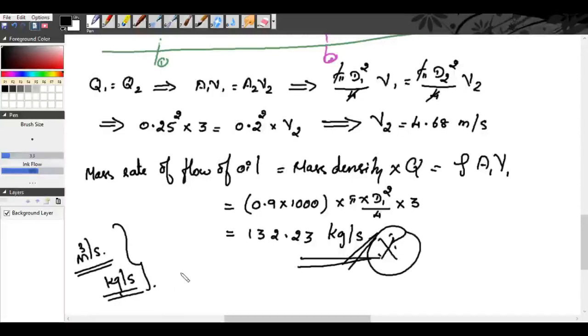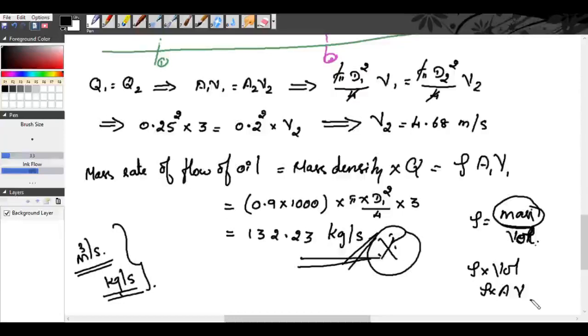So, mass rate of flow will be equal to density into discharge. Discharge into density, that is called mass rate of flow. In other words, you can remember density is equal to mass by volume, so our mass density will be equal to mass by volume. So our mass rate of flow is equal to density into volume flow, that is density into A into V.